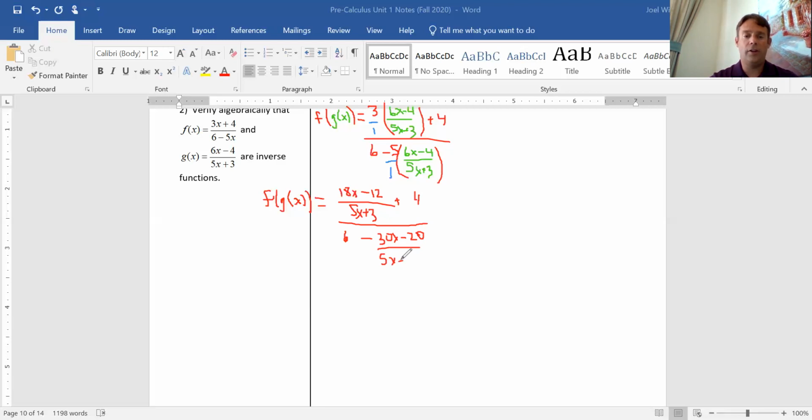So what I see here now is a complex fraction. I see fractions inside of fractions. And friends, I don't like that. Nobody likes that. So I'm going to multiply by that common denominator every single fraction. So 5x plus 3, I'm going to multiply this over here by it. I'm going to multiply this by it, 5x plus 3.